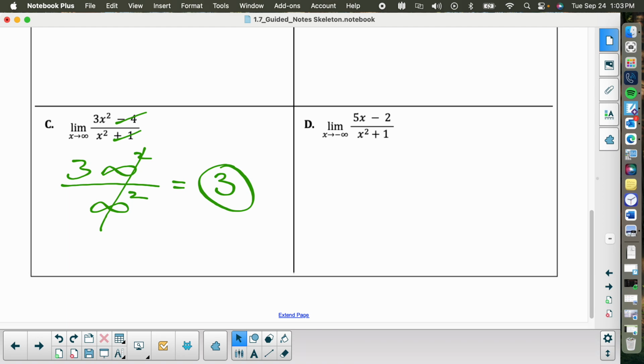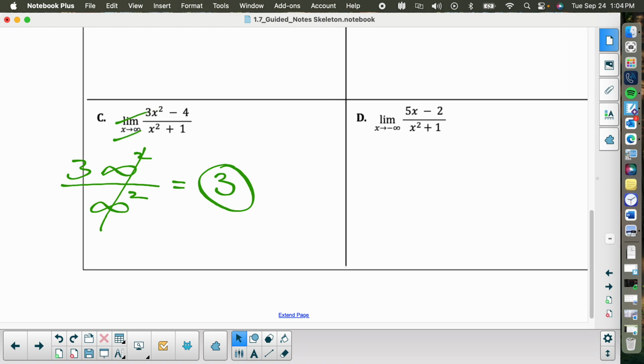On D, they are different powers top and bottom. I want to absolutely clarify, this only works when we plug in infinity. If you plug in a normal number, you can't just randomly get rid of stuff. So if we're plugging in infinity, top and bottom separately, get rid of lower degrees.